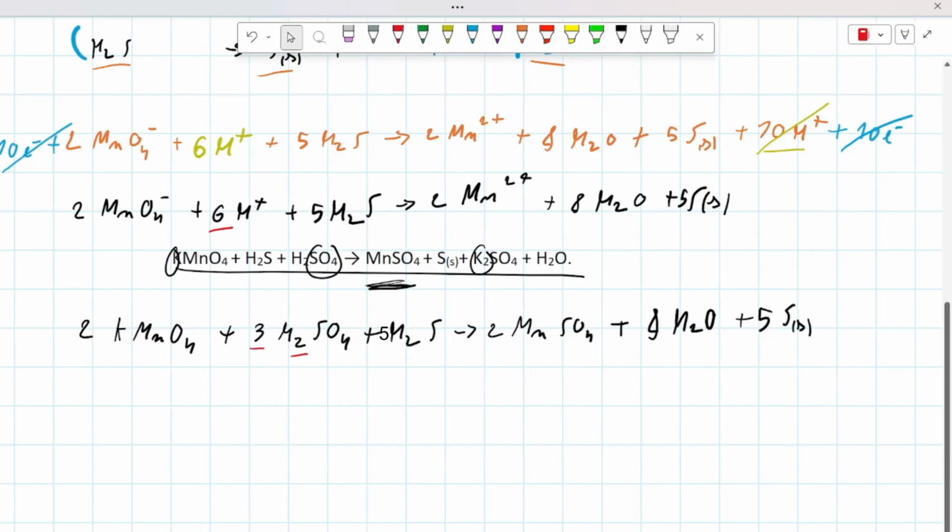We just have one last, a little bit tricky thing to do. We see that on this side we have 2 potassium atoms, and on this side we don't have any. So we see that on this side here, the potassium atoms are in K2SO4, so we will just add K2SO4, and now we have the same number of potassium atoms on either side.